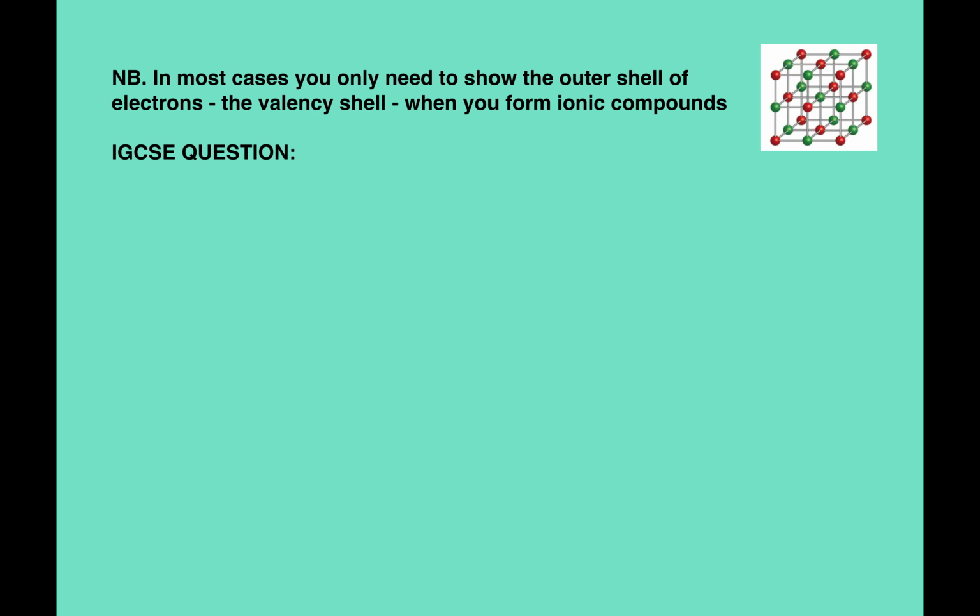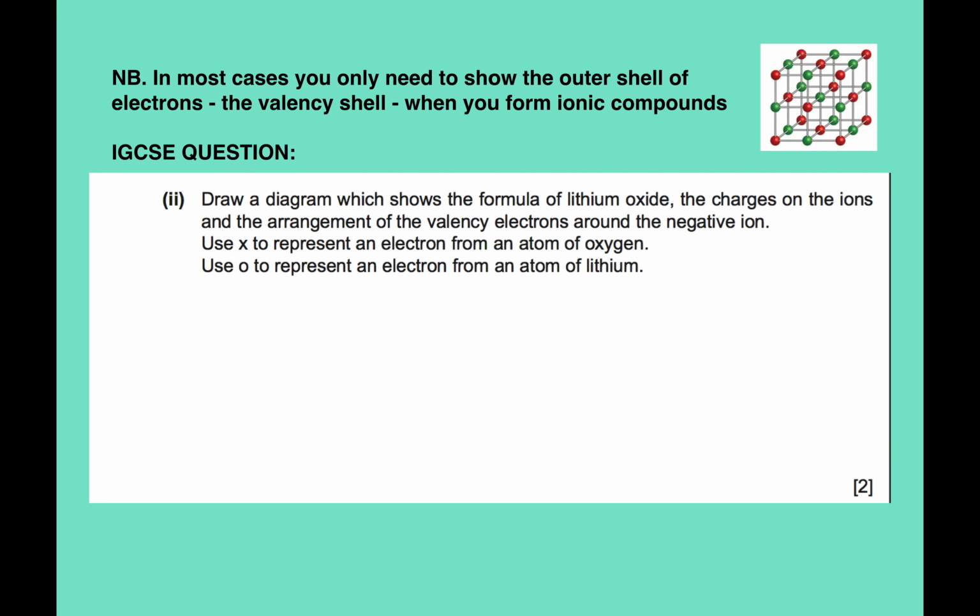Okay, when you're doing exam questions, almost always you only need to show the outer shell, the valency shell of electrons. So let's have a look at an IGCSE question. You have to draw a diagram that shows the formula of lithium oxide, the charges on the ions, and the arrangement of the valency electrons around the negative ion. So you only have to show the valency electrons around the negative ion. The crosses represent the electrons from oxygen, the dots, electrons from lithium.